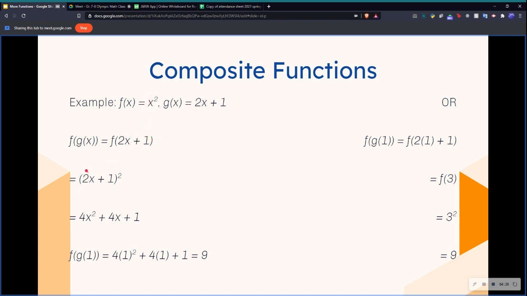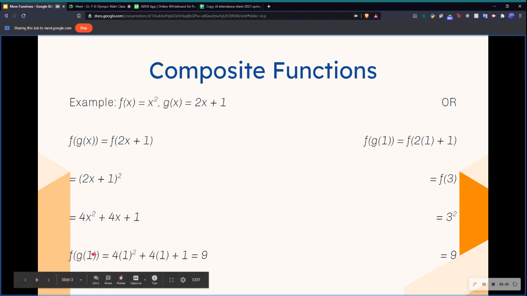So instead of x squared, now we have, in brackets, 2x plus 1, all that squared. Right? So that's how you substitute these inputs into the function. And then you can expand that, or you can leave it like that. If you expand it, you would get 4x squared plus 4x plus 1.